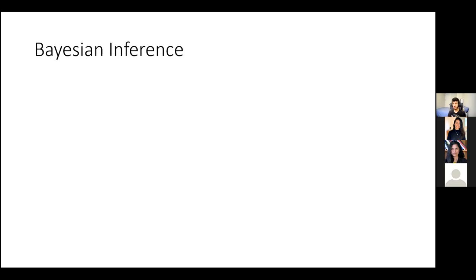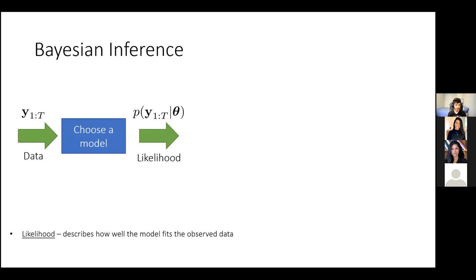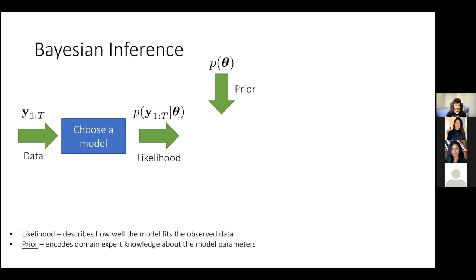So I'm going to give you a workflow of how Bayesian inference works. You start off with your, for example, time series data, Y1 through T, and you choose a model, for example, a state space or a regime switching state space model. Choosing the model gives you a particular likelihood function that tells us how likely the data set was generated for some parameters theta, which are the parameters of the model. So it describes how well, it's basically the term that tells us the model fit for the observed data. We then include a prior distribution P of theta, and this prior distribution is a probability distribution that encodes that domain expert knowledge about those parameters.